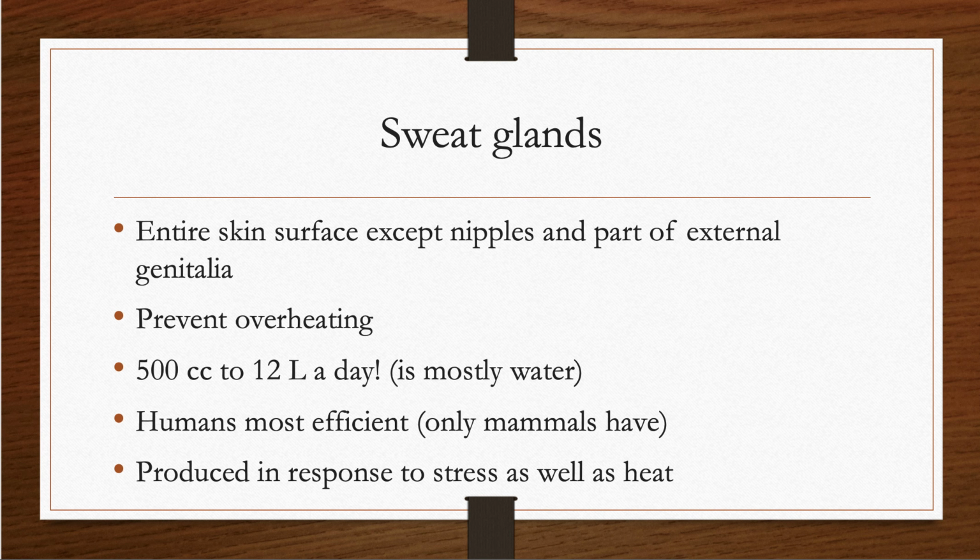Humans are the most efficient sweaters, and only mammals have sweat glands. Sweat can be produced in response to stress. So if you've ever had to present a project, or maybe you went on a first date and you started sweating profusely and then you had the cute underarm stains, that's all just a result of stress in the environment, and unfortunately that's a physiological thing we cannot control.